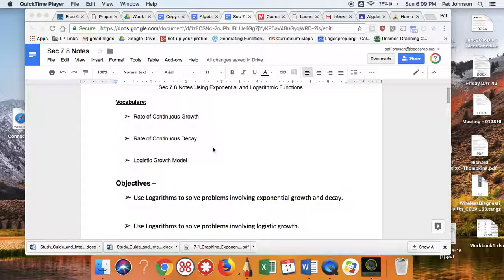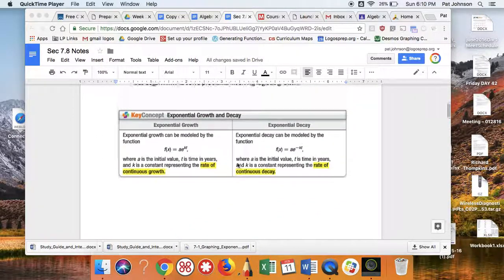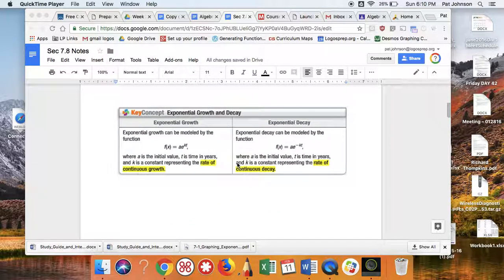And then what we're going to do is learn to use logarithms to solve problems involving exponential growth and decay, and using logarithms to solve problems involving logistic growth. All right, so let's get right into our first key concept.